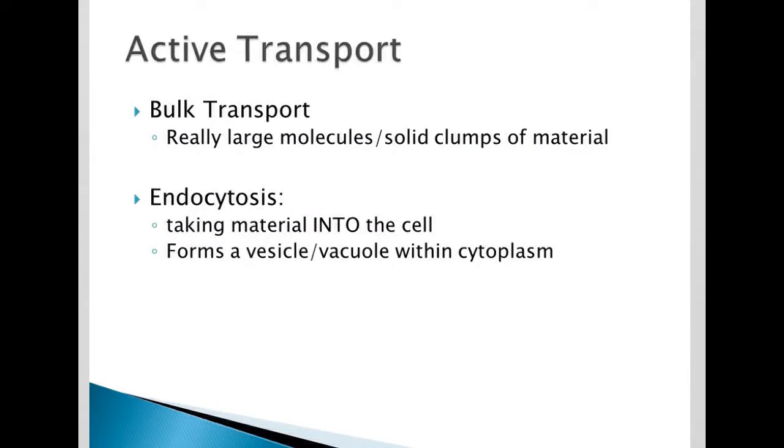Another type of active transport is bulk transport. In bulk transport, just like what it sounds, really large molecules or solid clumps of material will be transported. And there's basically two types of bulk transport: into the cell and out of the cell. Endocytosis, think about what we hear there, endo meaning in or inside, cyto referring to the cell. In endocytosis, we take material into the cell. And so in endocytosis, we form a vesicle or vacuole within the cytoplasm that brings in this item.